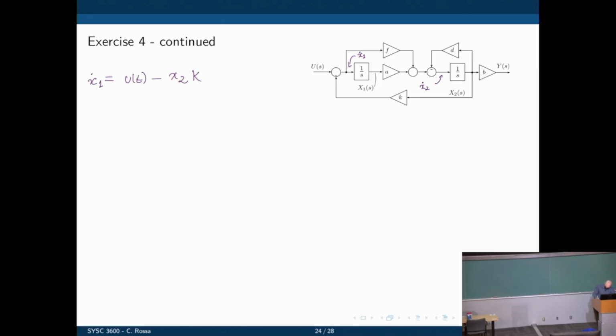So if the signal here is x2, then we are injecting here x2 times k. Does that one make sense? Sort of? I mean, basically we're finding an equation for the signal right here.